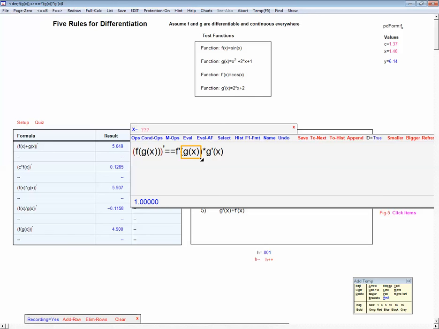Okay, so those are our 5 rules. In the next video we're going to prove, well, maybe all of them. It depends on how long it takes. So we'll just have to see how many we can cover in the next video.